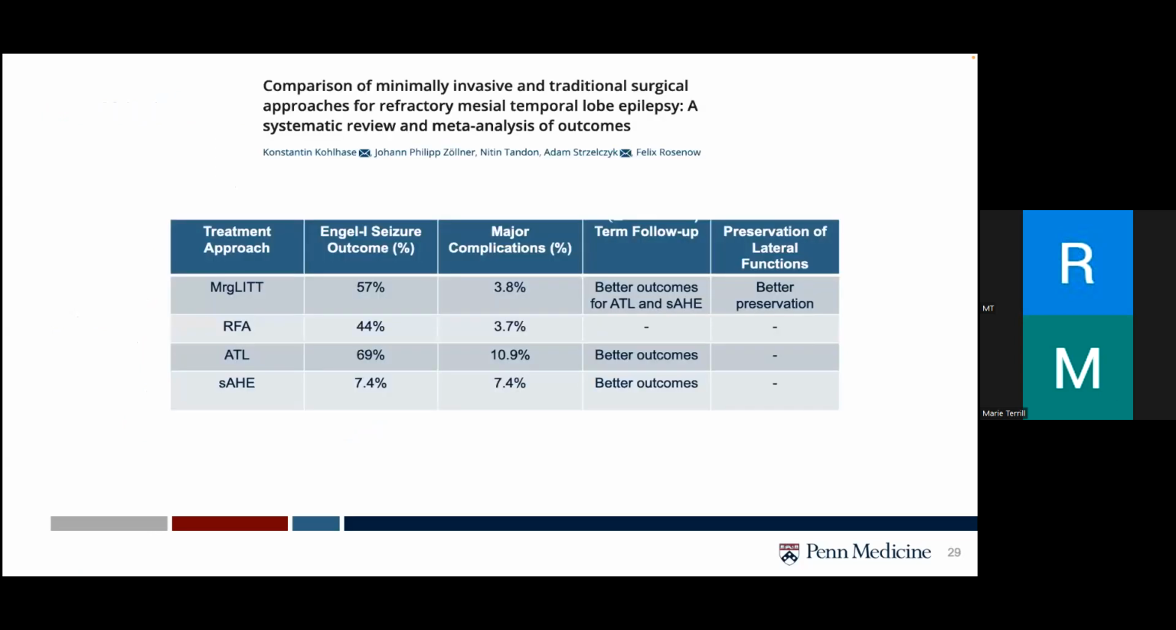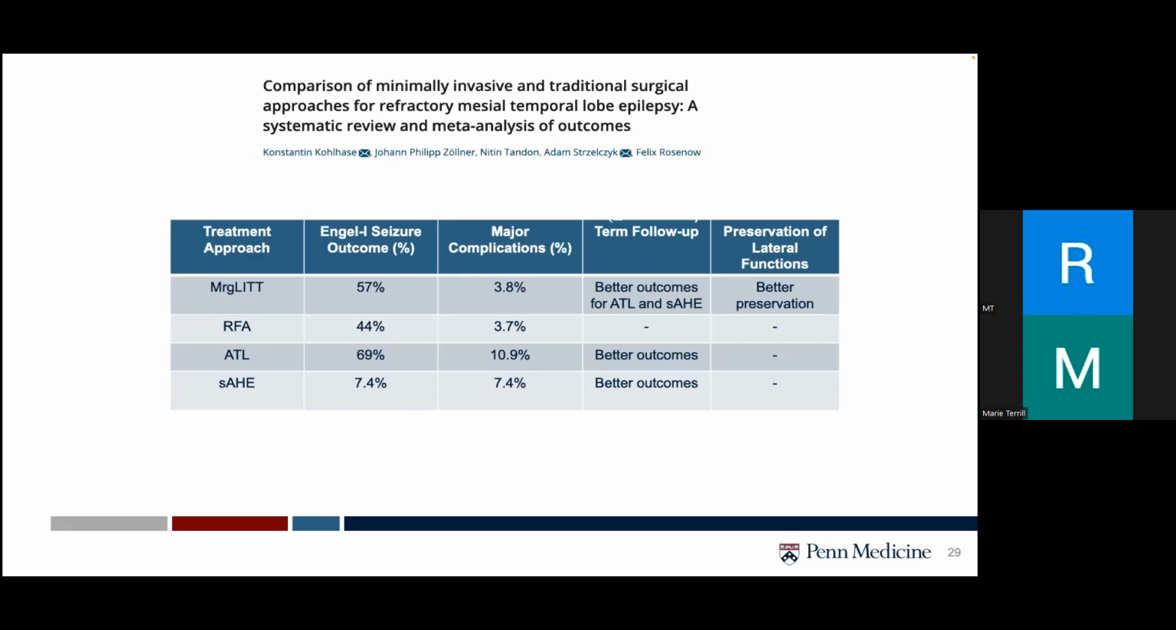Now, this is a nice comprehensive review of all of these procedures. The table provides a simplified overview of the results and may not include all the nuances and details of the study. So in this systematic review and meta-analysis, the authors compared outcomes and complications of 3 treatment approaches. One is the MRI-guided LITT, radiofrequency ablation, and conventional surgical approaches like your traditional temporal lobectomies or selective amygdalohippocampectomies. They had about 43 studies.